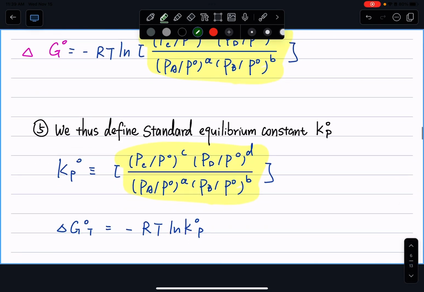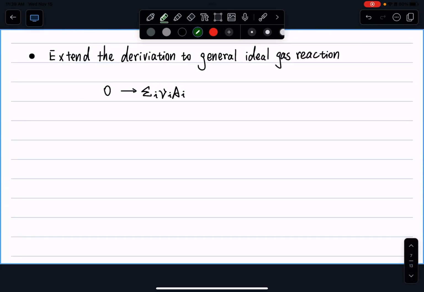Okay, sounds good. And then we're ready to extend whatever we just derived to give a more general definition for our equilibrium constant. So the way we do it is let's extend that derivation to a general ideal gas reaction. So for this general reaction here, that's a summation of all the coefficients and your species. So at equilibrium, what we have is delta G naught equals negative RT ln K naught P.